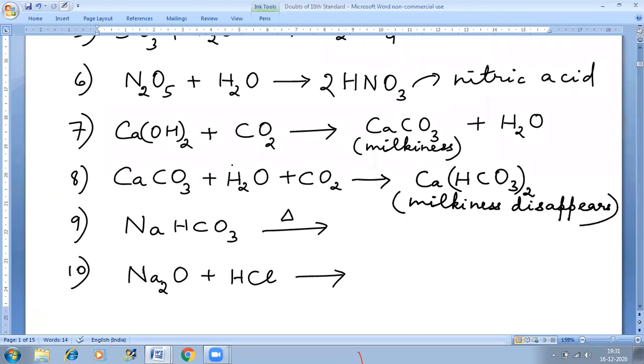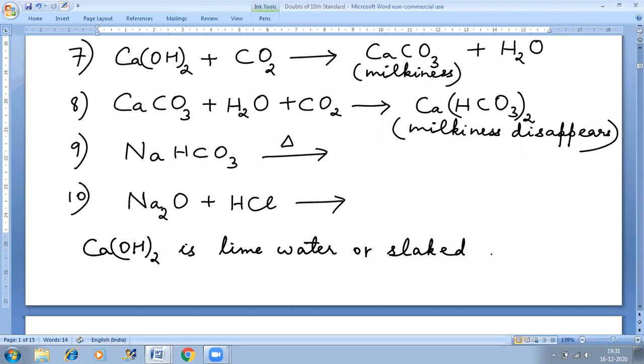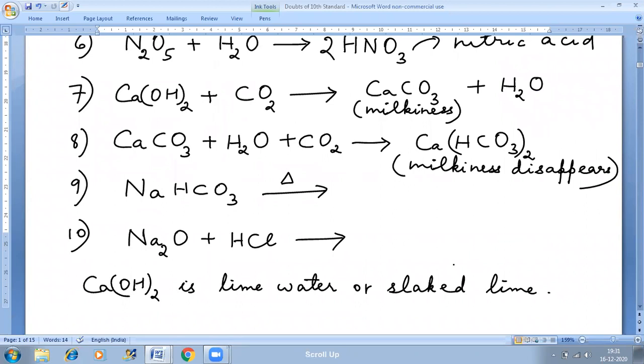That means if I ask you a question like this in the exam, what happens when carbon dioxide gas is passed through lime water? What is lime water? Calcium hydroxide is lime water. It is also called slaked lime. Lime water or slaked lime is a common name of calcium hydroxide.